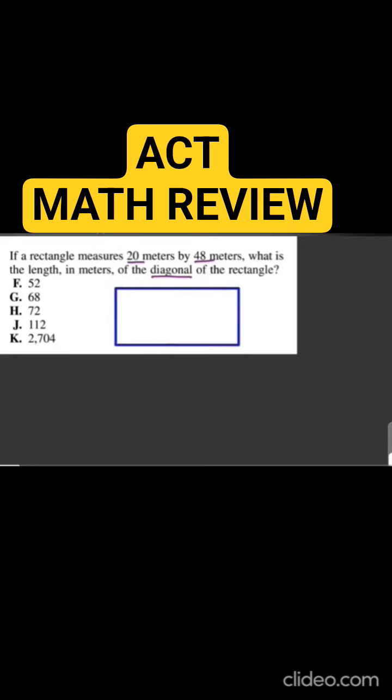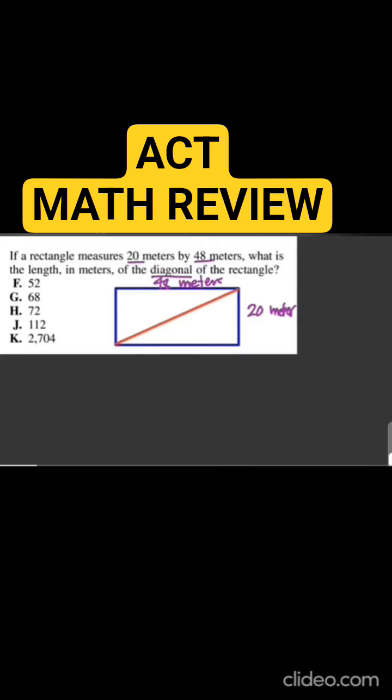So let's say this is the rectangle, and then this is the width, which is 20 meters, and the length, which is 48 meters. And then we are asked for the length of the diagonal. Let's say this is the diagonal of this rectangle.